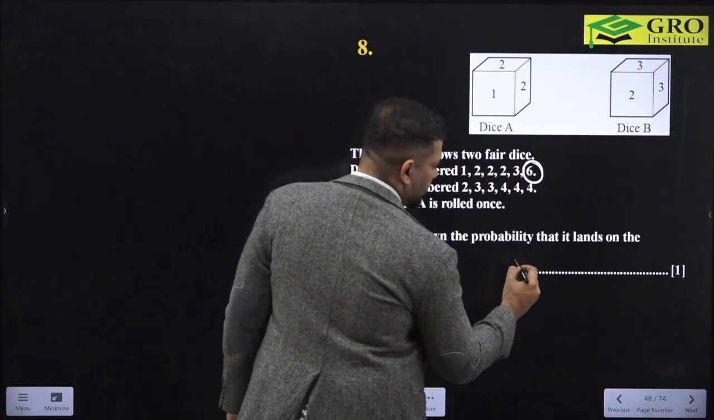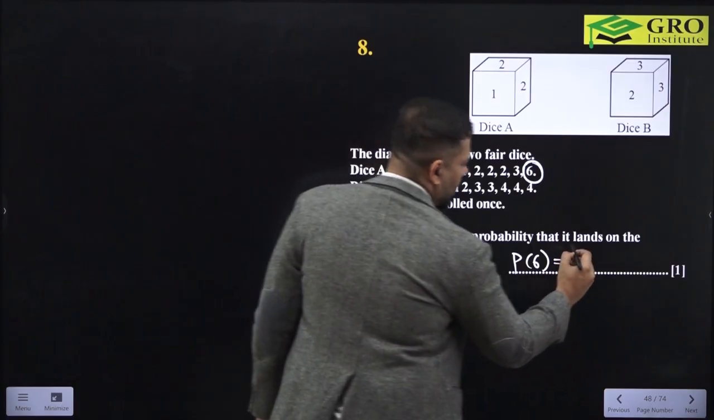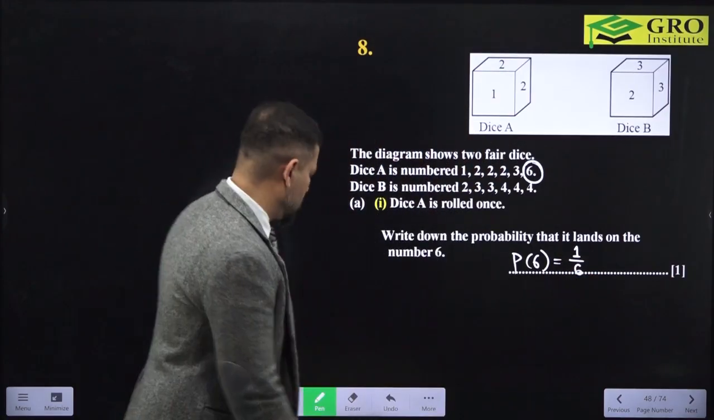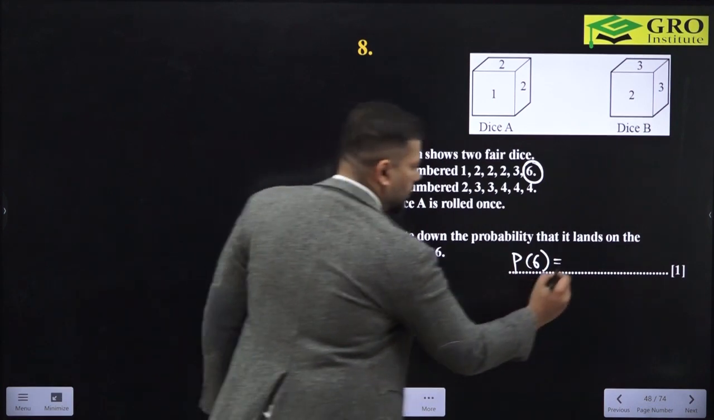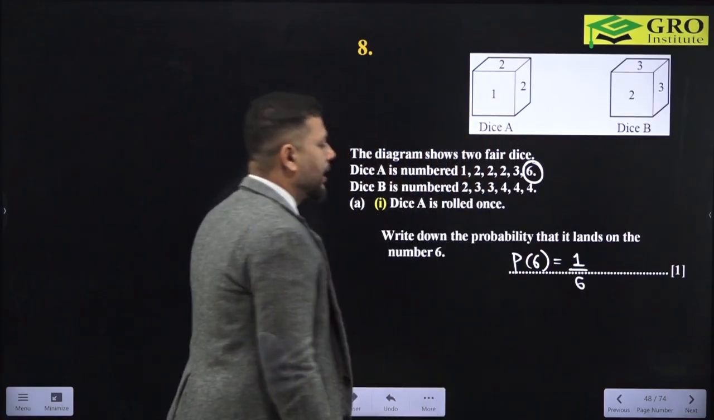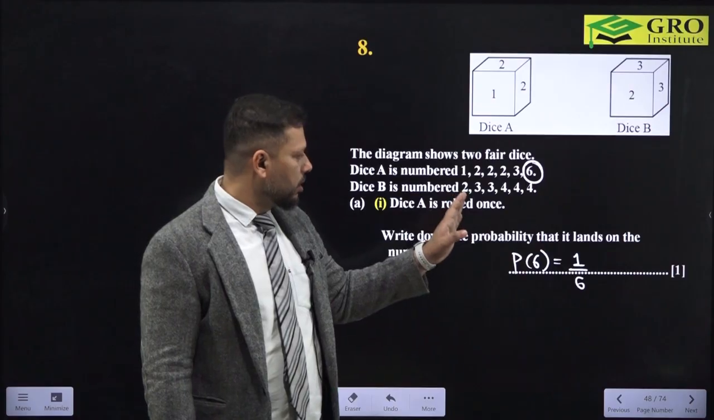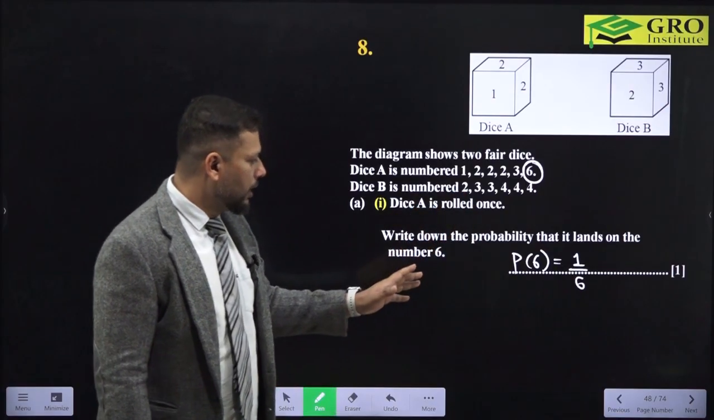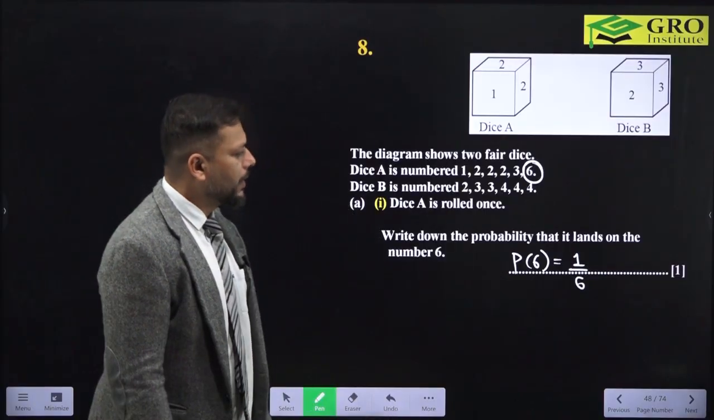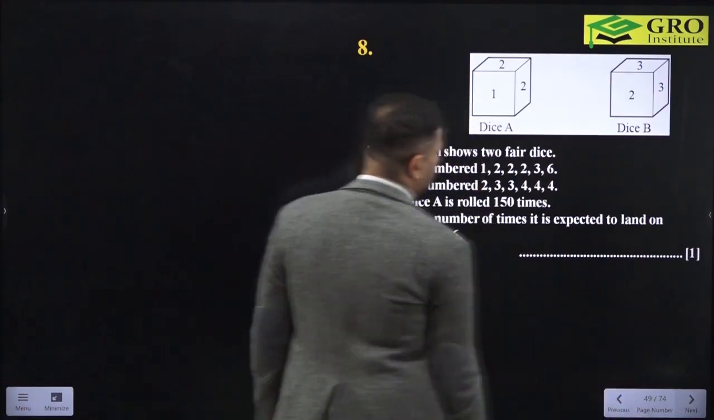So let us write it. Probability of getting a 6 is 1 upon 6. There is only one favorable case and there are total 6 cases possible. So the probability of dice A, when rolled, landing on 6 is 1 by 6. I hope that part is clear. This was very easy, only a 1 mark question. Let us move ahead.